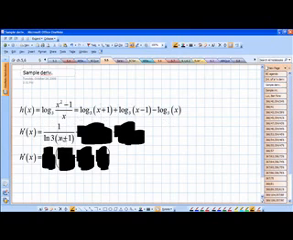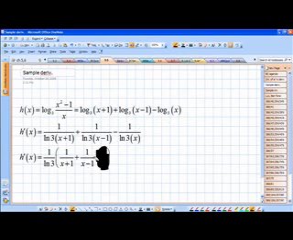Differentiate each one individually. So I've got 1 over x plus 1 times 1 over ln 3 because it's a base 3. 1 over x minus 1 times 1 over ln 3. And 1 over x, 1 over ln 3. And then I just factor out a 1 over ln 3. And I've got a few fractions here.